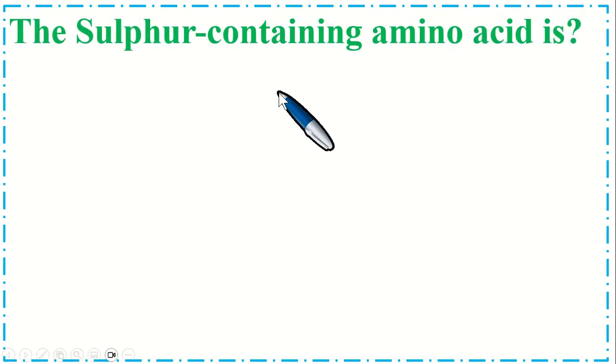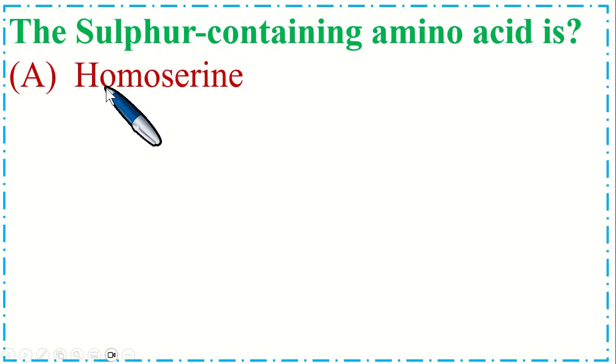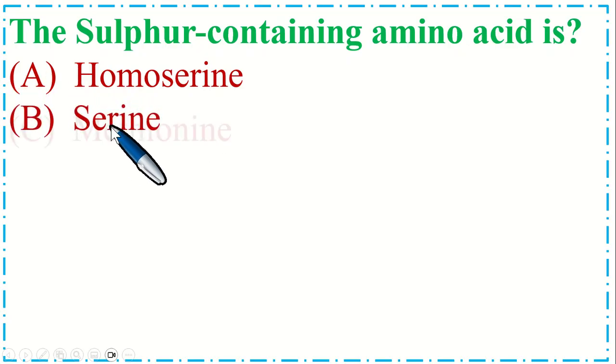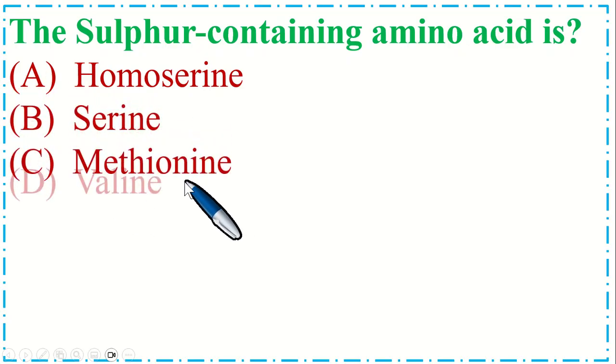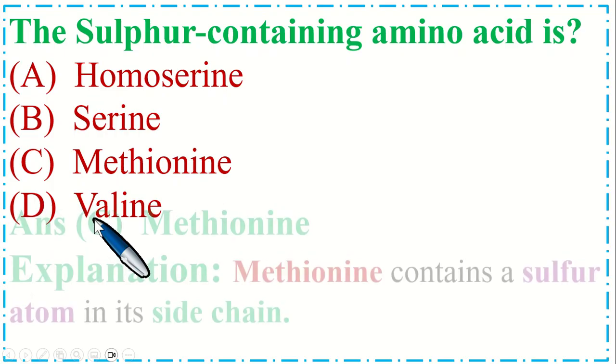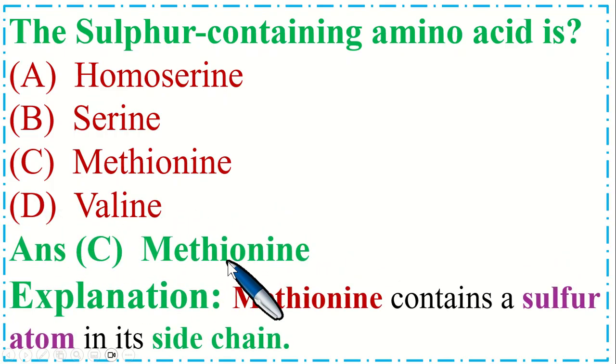So this is very important MCQs. The sulfur containing amino acid is option A, homoserine, B, serine, C, methionine, and option D, valine. So the correct option is C, methionine. Methionine contains a sulfur atom in its side chain.